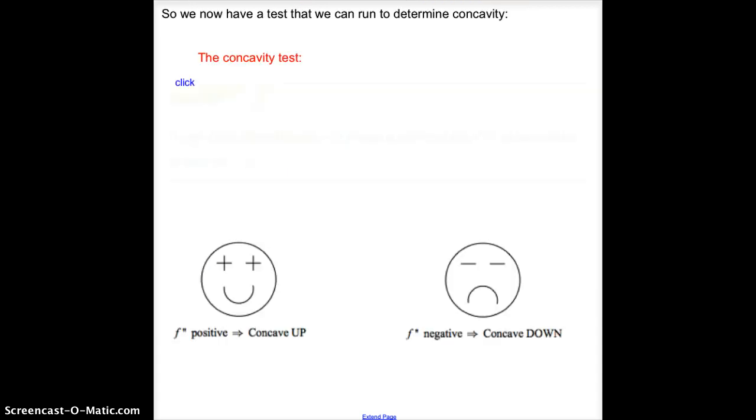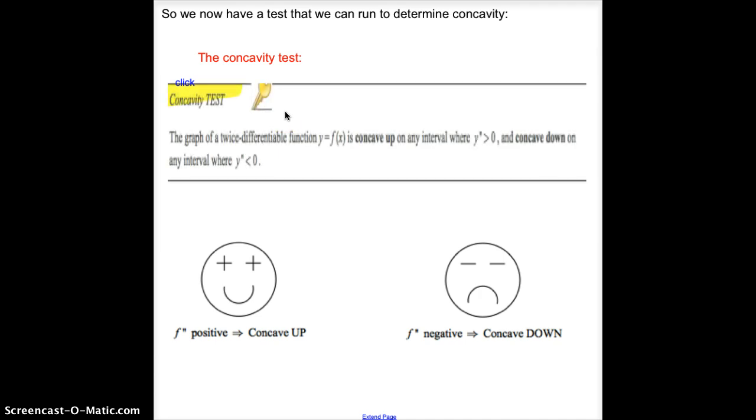So on the next page, we've got what we call a concavity test, and I would like Ms. Shiro to pause this so you have time to write it. If you take a pause, the graph of a twice differentiable function is concave up whenever the second derivative is greater than 0, and concave down wherever the second derivative is less than 0. So basically a positive second derivative and a negative second derivative determine concavity.